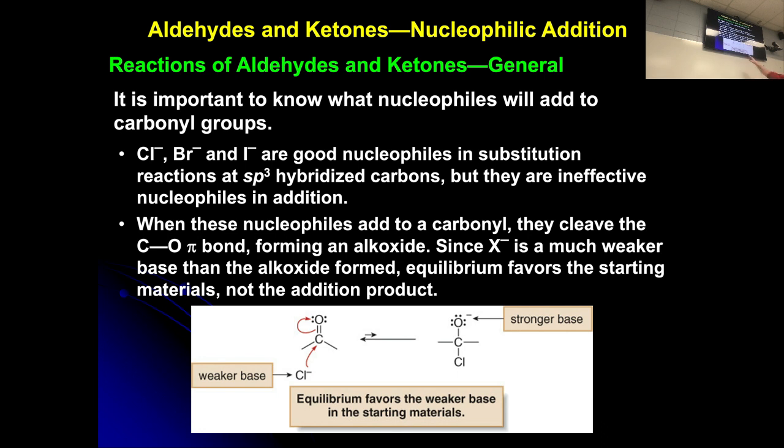So this nucleophile, chloride, is a weak base, whereas the alkoxide is a stronger base. Equilibrium never favors the stronger base. It always favors the weaker base. So even though we're generating more sigma bonds, you're generating a stronger base. So the equilibrium is actually going to lie to the left in this one. Now, if this was a strong base and this was a weaker base, it would favor the other way. So you have to keep that in mind.